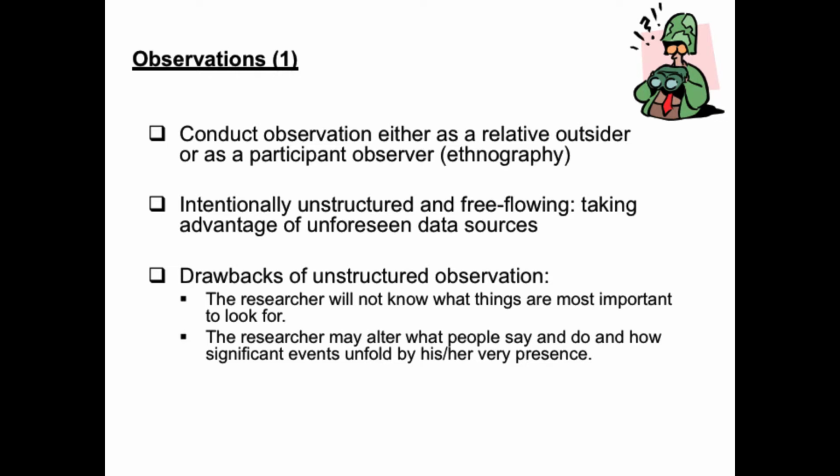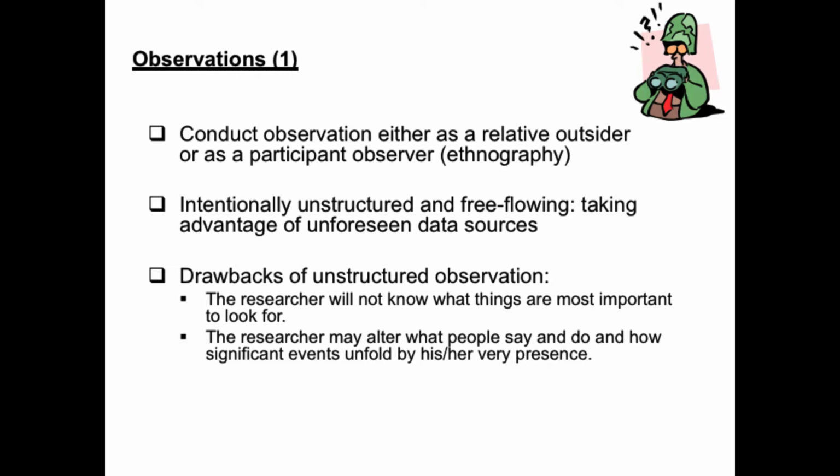Observations are usually conducted either in the role of a relative outsider or as a participant observer, which is the common model used in ethnographies. Normally, observation is intentionally unstructured. One wants to take advantage of unforeseen data sources. One wants to be open to unforeseen events or unforeseen perceptions of what is being observed.